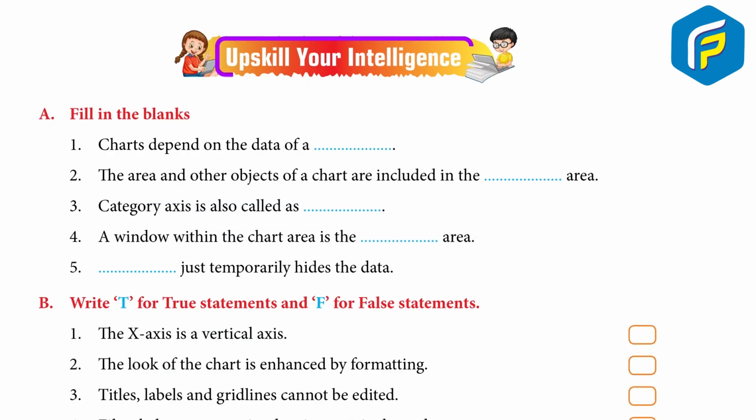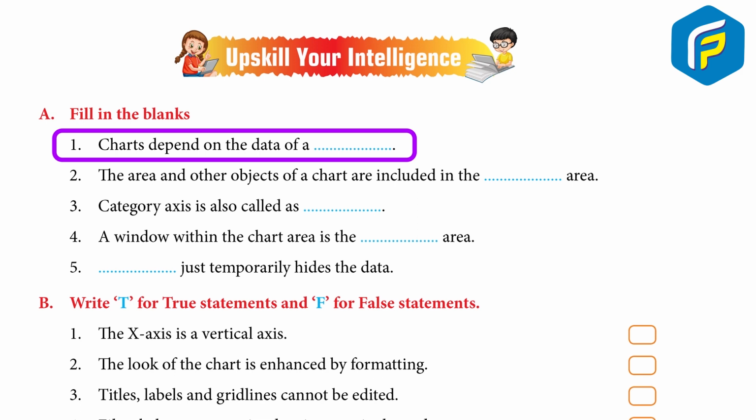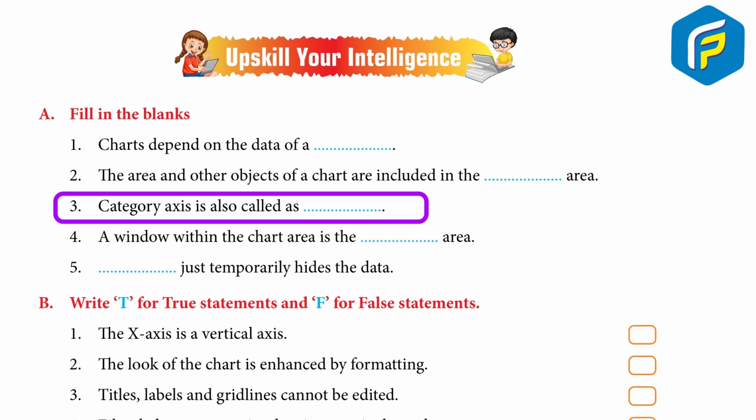Upskill your intelligence. A. Fill in the blanks. 1. Charts depend on the data of a dash. Answer: worksheet. 2. The area and other objects of a chart are included in the dash area. Answer: chart. 3. Category axis is also called as dash.